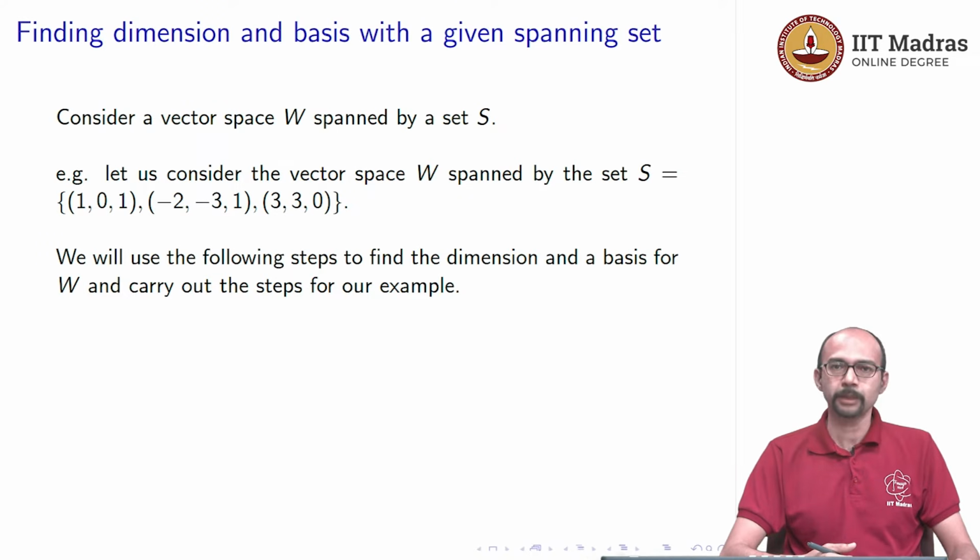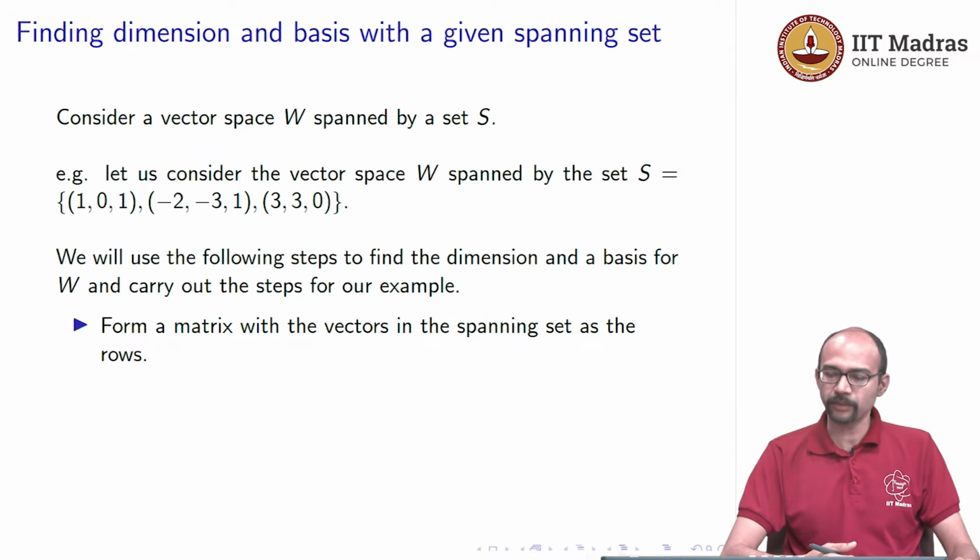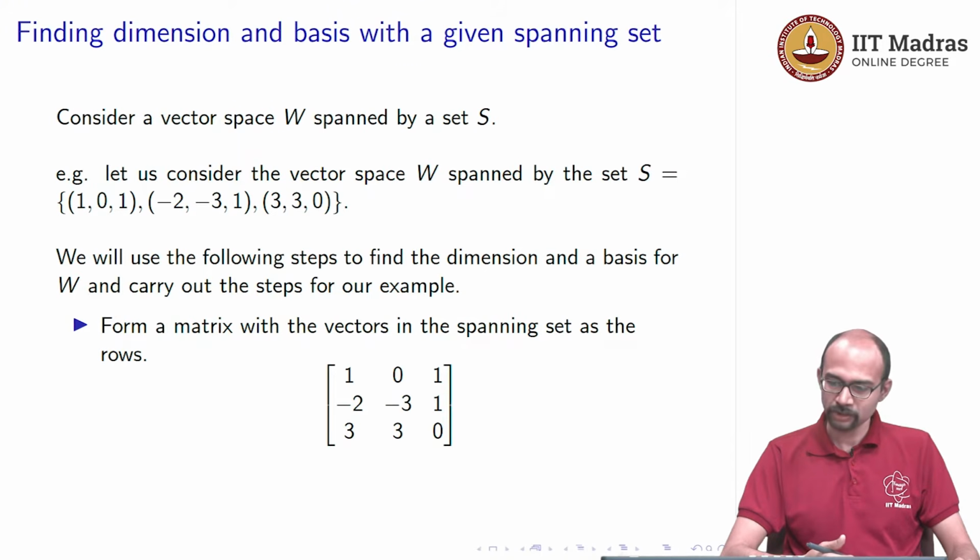We will use the following steps to find the dimension and a basis for W, and we will carry out the steps on this particular example. First, form a matrix with the vectors in the spanning set as the rows. In general it will depend on how many vectors are given to you. If there are m vectors given and each of them is of length n, then this will be an m by n matrix. In this case you get a 3 by 3 matrix: (1, 0, 1), (-2, -3, 1) and (3, 3, 0).